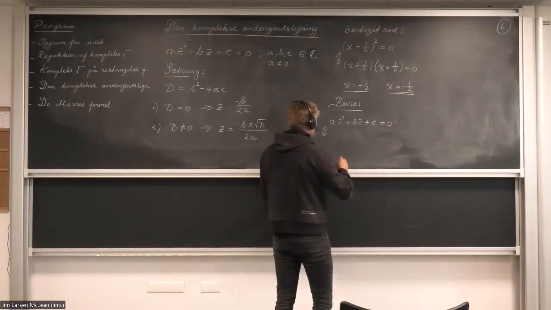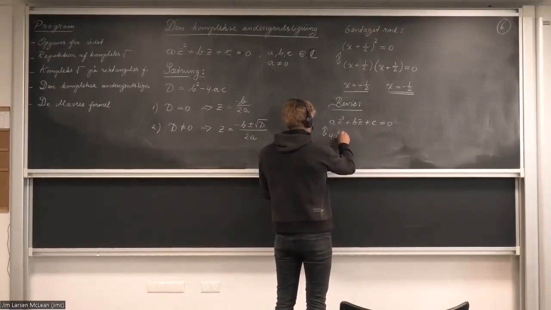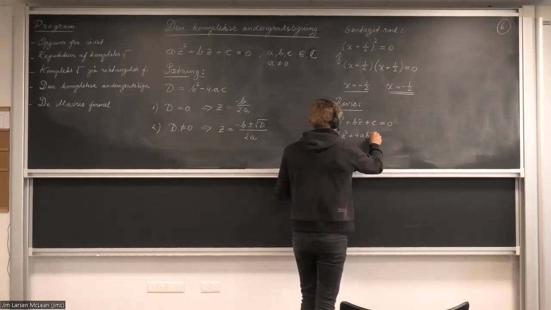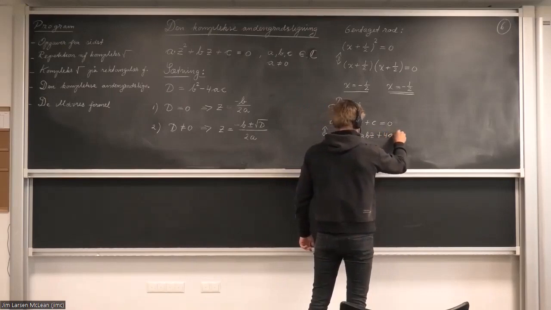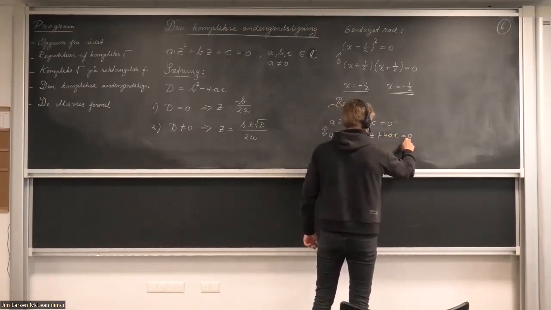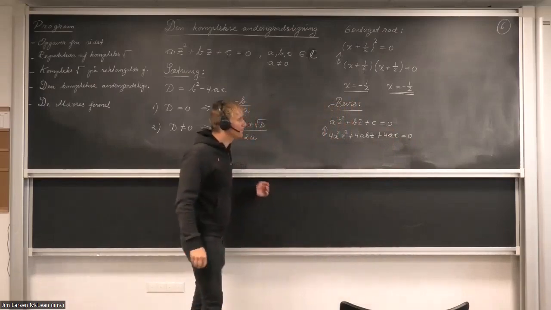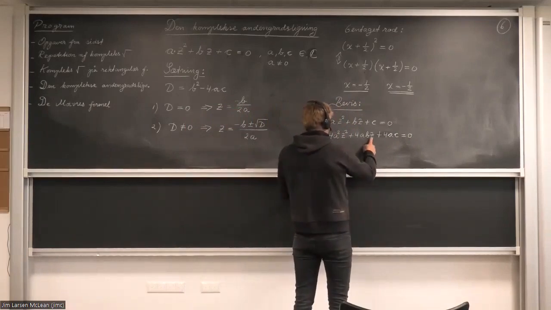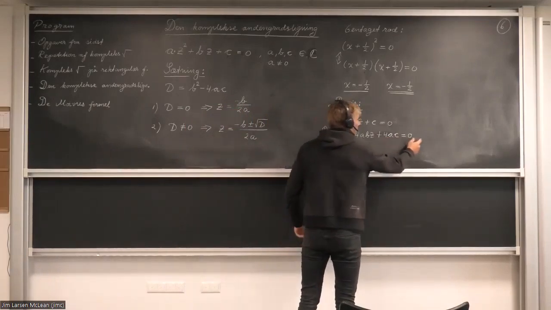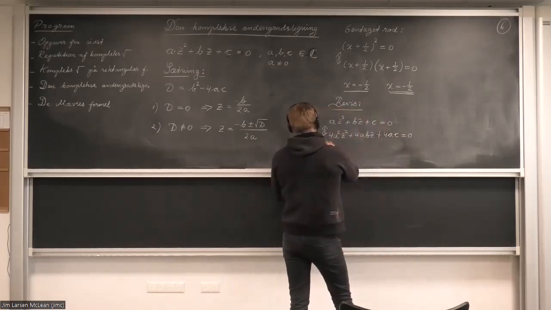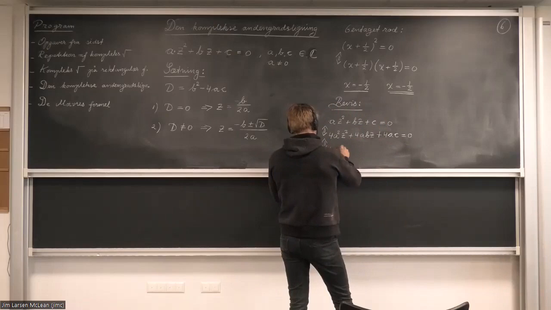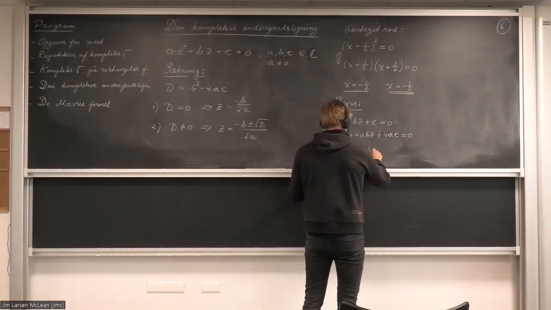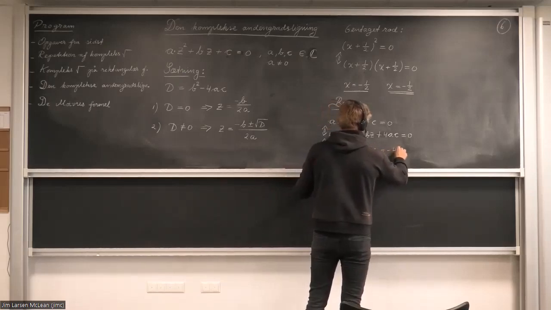So I multiply the whole line by 4a and I get 4a squared z squared plus 4abz plus 4ac. Why does it still say 0? Because zero times 4a is still 0. This one mentions z, and this one doesn't mention z, so I'll toss it to the other side of the dividing line. So it's going to say 4a squared z squared plus 4abz equals minus 4ac.